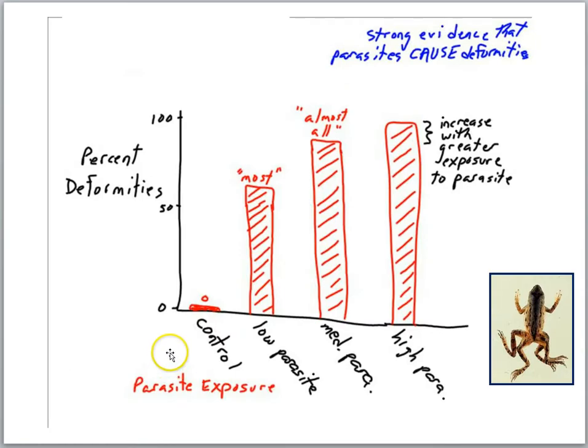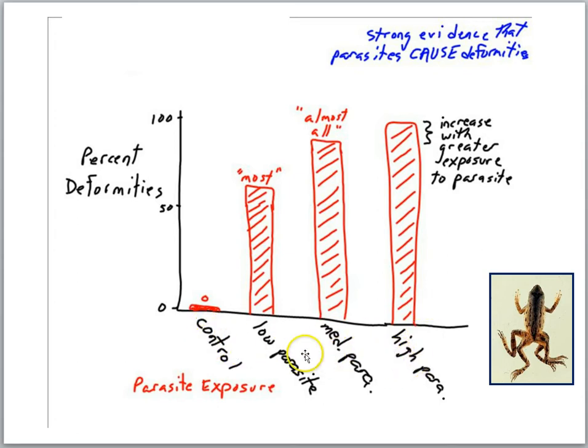All right, this graph shows the result of the experiment. So on the y-axis we have percent deformities. So maybe each condition had 100 tadpoles, and so we're just looking at what percentage of the tadpoles ended up showing deformities when they developed into frogs. On the x-axis we have our conditions. We have the control condition and 3 experimental conditions.